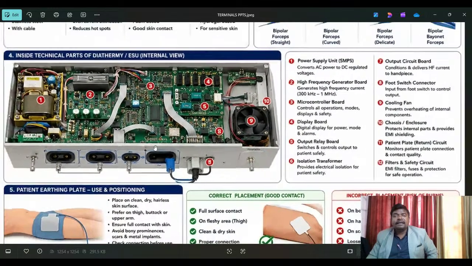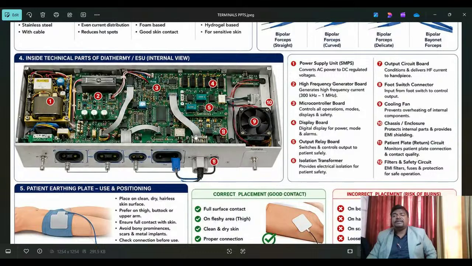The chassis is the enclosure that protects internal parts and provides EMI shielding. See, EMI shielding is there to protect against electrical shocks from one component to another component. That's why insulation is very, very important. So whenever they manufacture this medical equipment, prevention is better than cure, like a pre-plan, and they prepare everything on an insulation basis. Okay, that may reduce the chances of electrical shocks inside the equipment.